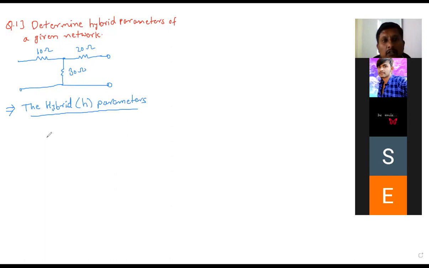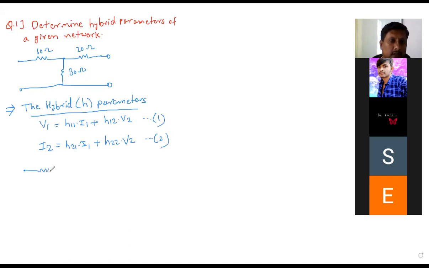So equation you can note down. What are the dependent variables? V1 and I2. Yes, V1 and I2. V1 equals H11 into I1 plus H12 into V2. I2 equals H21 into I1 plus H22 into V2. This is equation number 1. This is equation number 2.